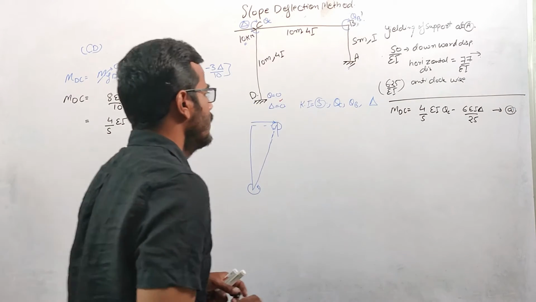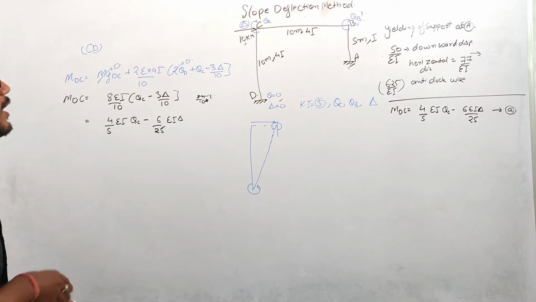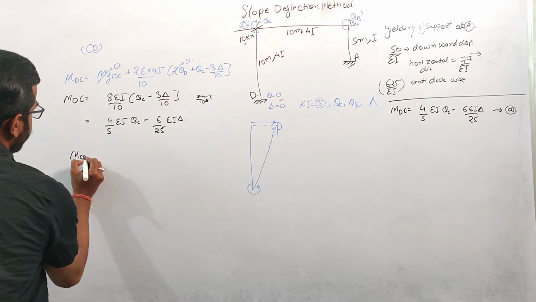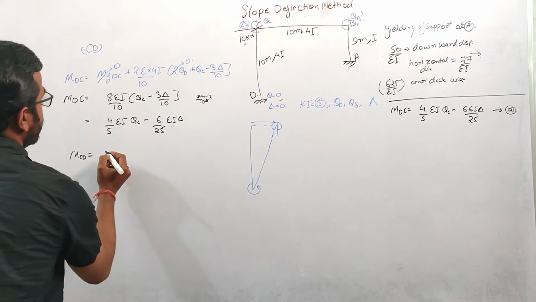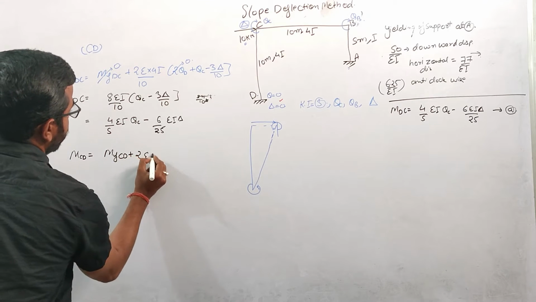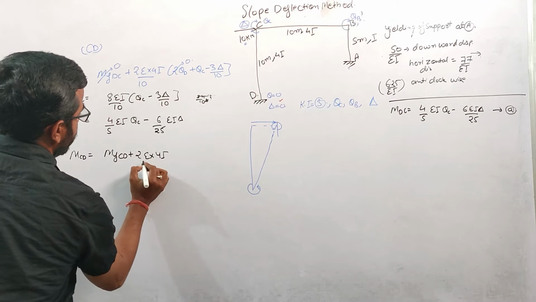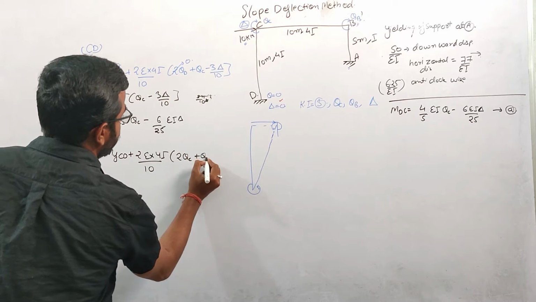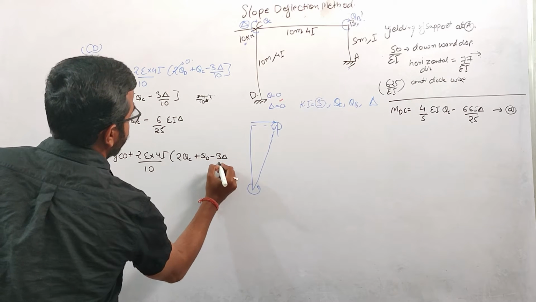Okay. So this is done. Now let us write for this MCD, sorry. So MCD will be equal to MFCD plus 2EI into 2E into 4I over 10. This is twice theta C plus theta D minus 3 delta by 10.